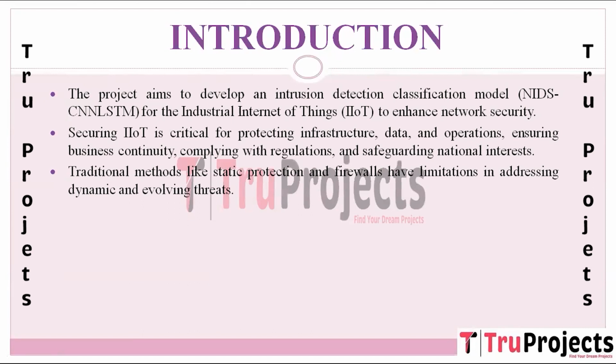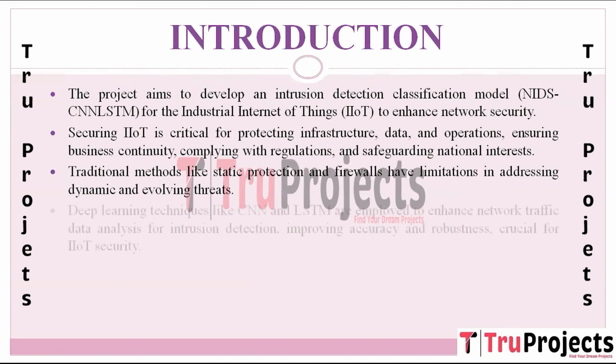Traditional security methods such as static protection and firewalls face difficulties when dealing with the ever-changing and dynamic threats that are commonly encountered in industrial Internet of Things environments. This is because hackers continuously modify and adapt their tactics to breach security defenses. Consequently, these static security measures find it challenging to effectively protect against these evolving threats, which can lead to vulnerabilities in the network security of industrial Internet of Things systems.